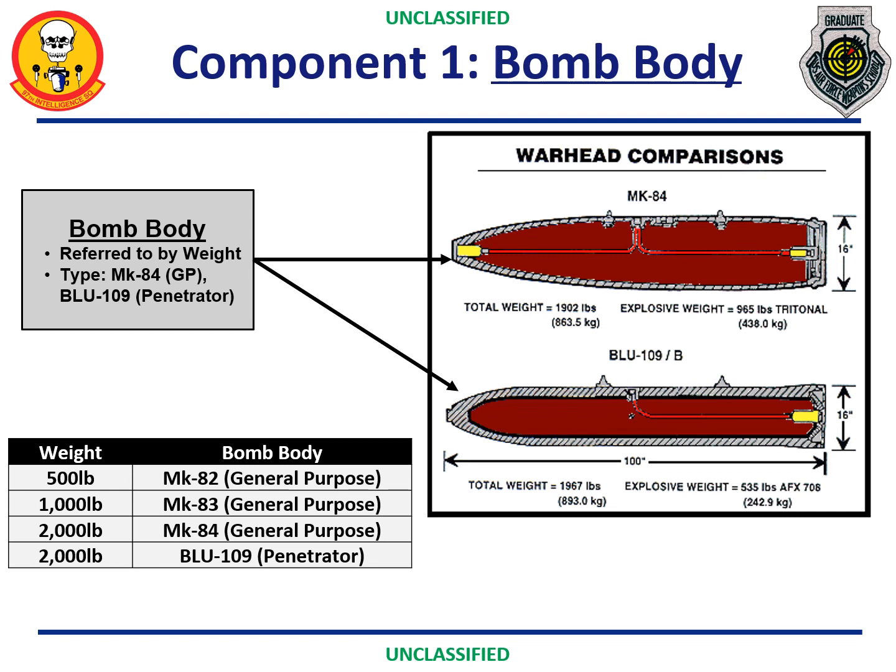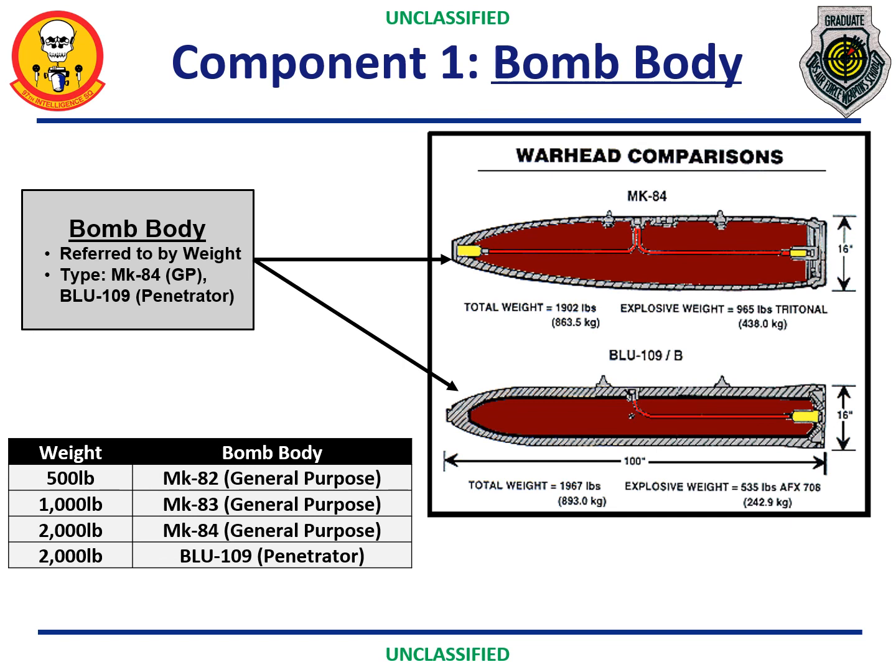All right, so the first component is going to be the bomb body. So the bomb body is usually referred to by the weight or the size, and then the type or the shape of it. As you can see on the right-hand side, the top weapon is called a Mark 84, and the bottom weapon is a Blue 109. Now the shape of the Mark 84 is a little bit different than the Blue 109. The Blue 109 is a penetrator, so it's meant to go through reinforced concrete or bunkers, whereas the Mark 84 is a general purpose bomb.